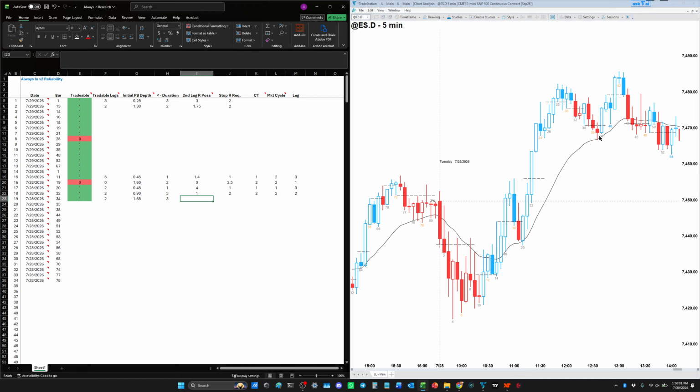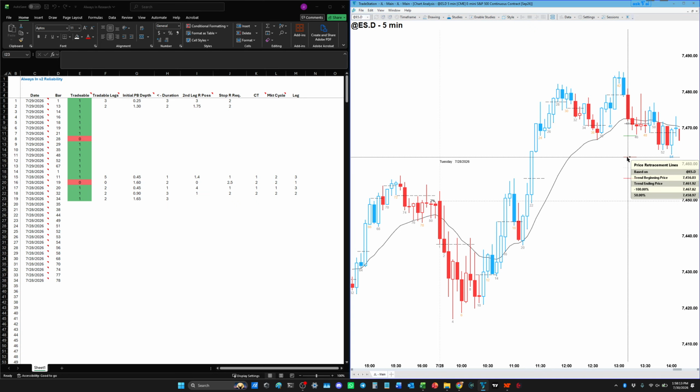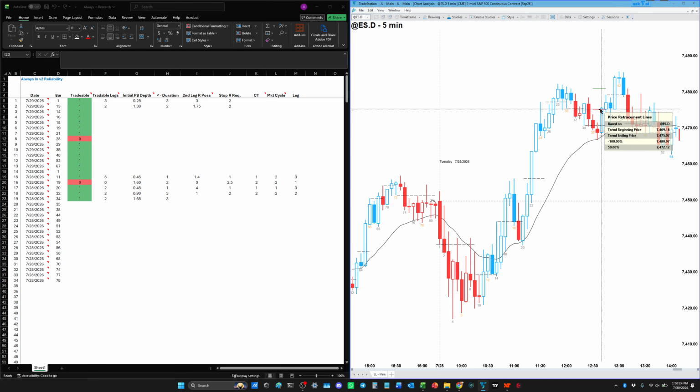And the second leg R from entering on that pullback. Well, if this is my 1R range and I move that down here, realistically, where would I enter this trade? That's where I want to measure for the possible second leg R. And for me, I would enter somewhere below 34. I'd probably enter right here. So you know what I'm going to do? I'm going to put my measurement right there at the close of 36 because I would probably enter there.